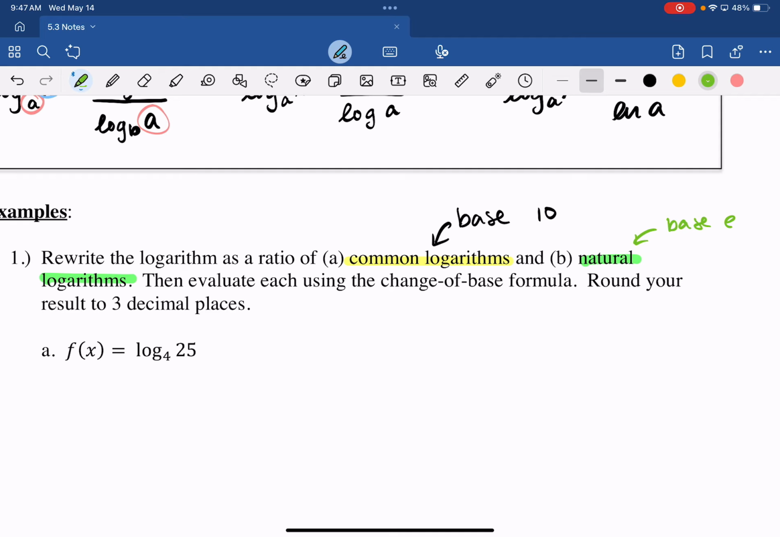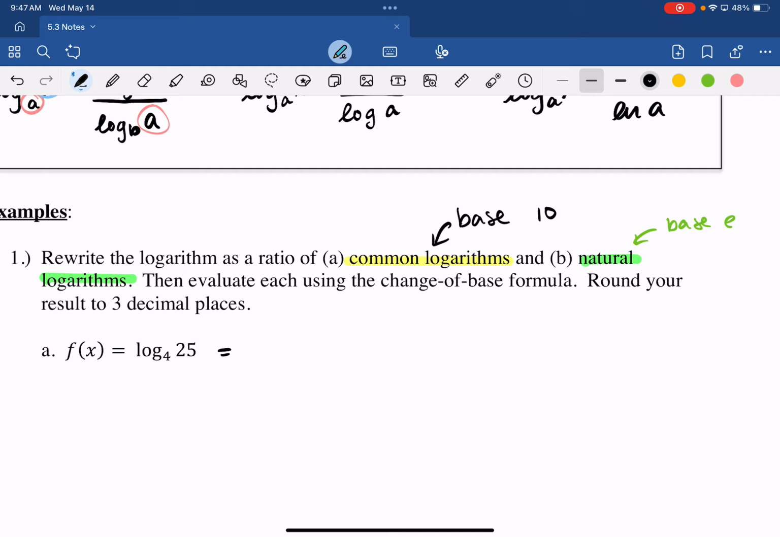Okay? Natural e, common is 10. So first, let's do that stuff. Let's rewrite it. If you were to get this question, you can't just type this into your calculator. We can't do that. We don't have a log base 4 option. However, we do have common log.